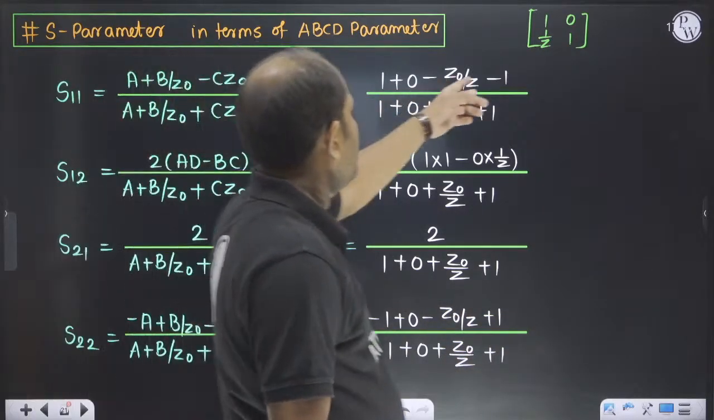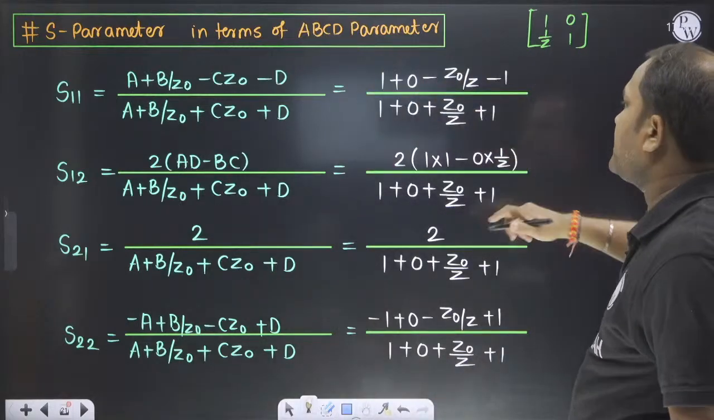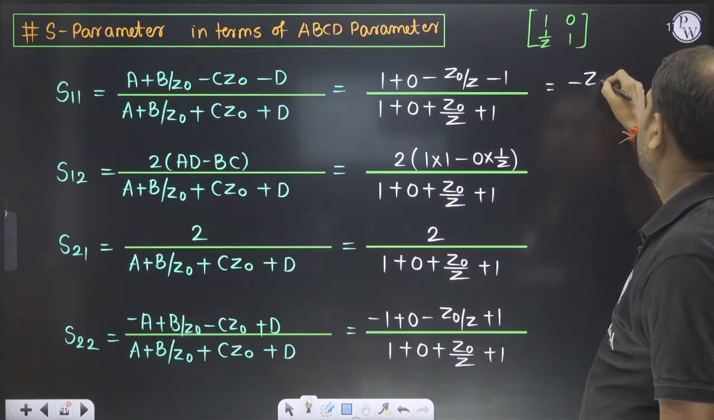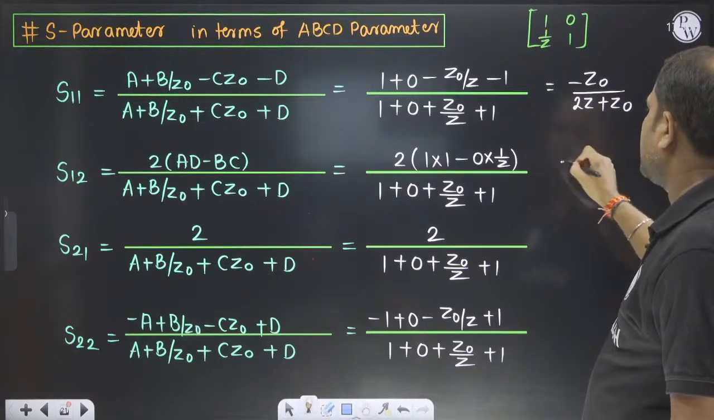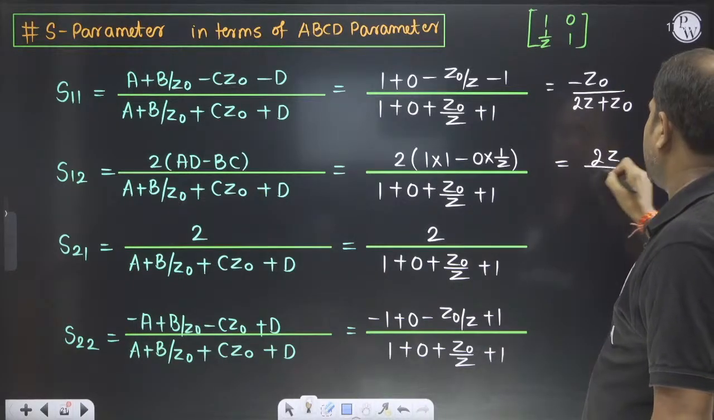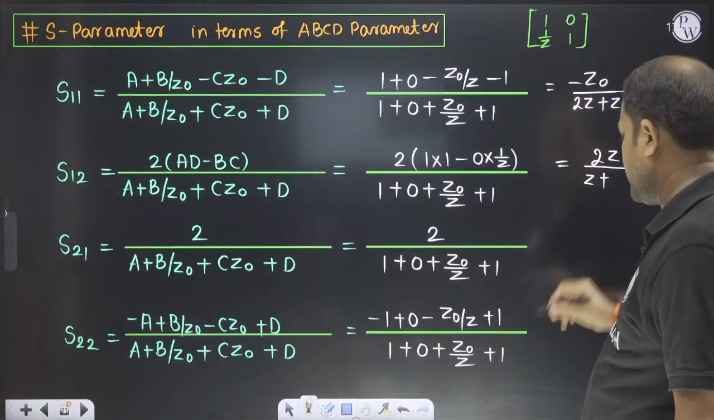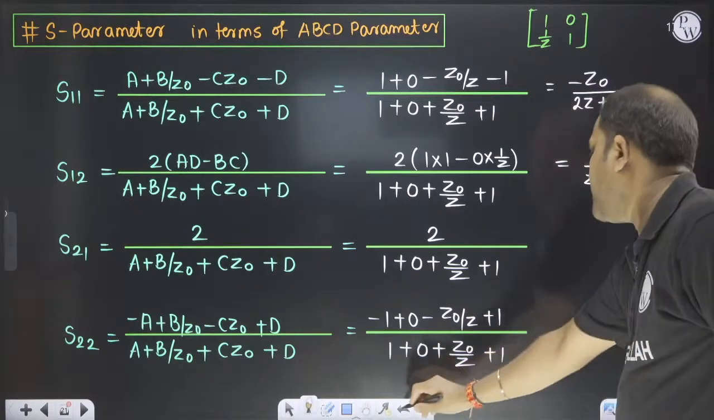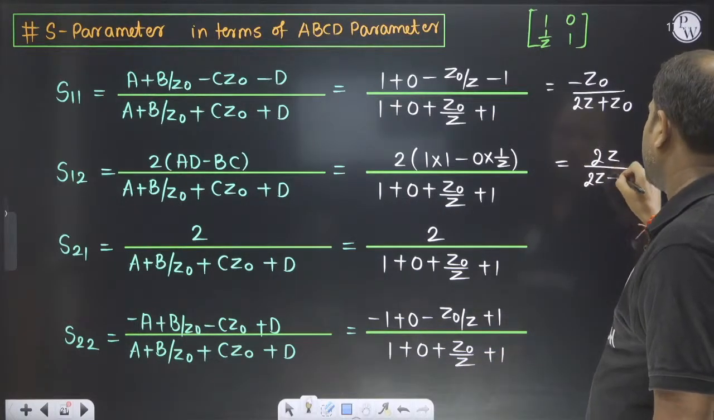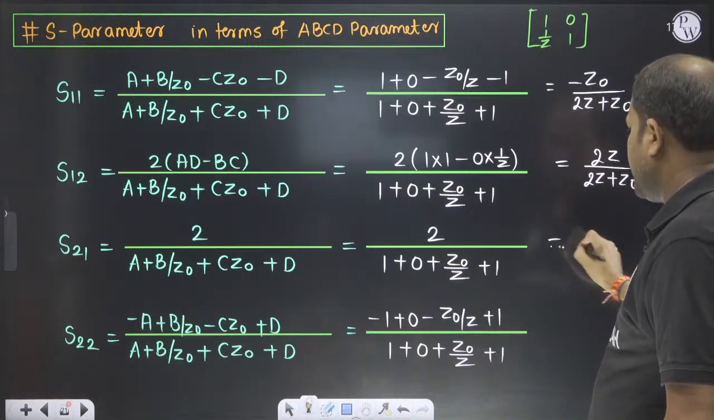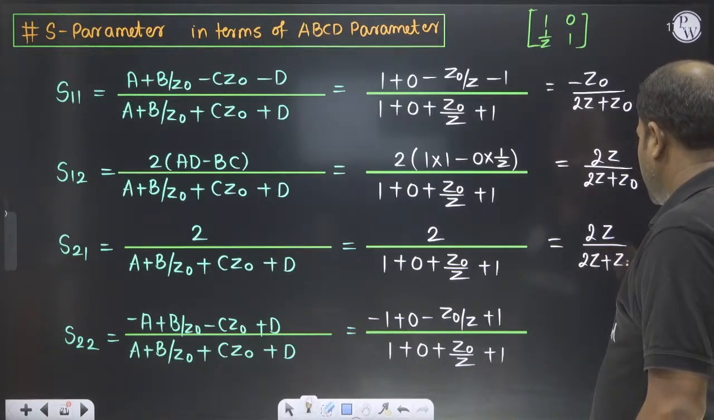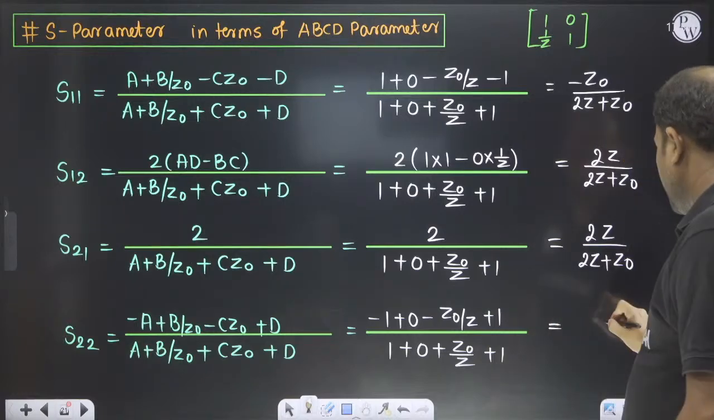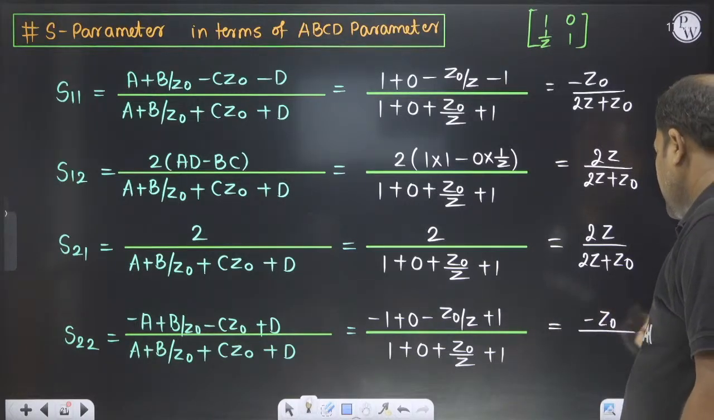So this one and this one will be cancelled out. This Z will be cancelled out. So you will get minus Z0 upon 2Z plus Z0. This one is 2Z upon 2Z plus Z0, and this one is 2 minus Z0 divided by 2Z plus Z0.